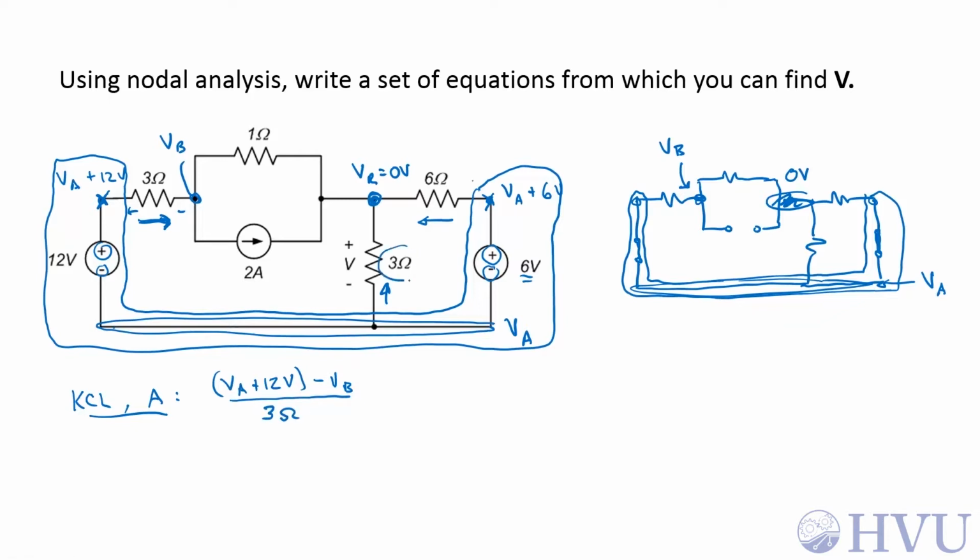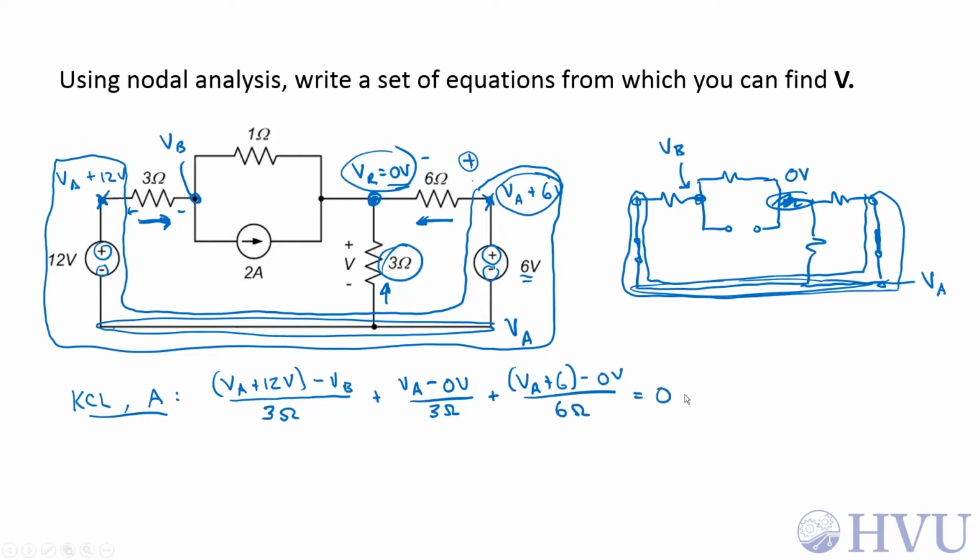The current through this 3 ohm resistor is going to be VA minus 0 volts over 3 ohms, plus the current through this 6 ohm resistor is going to be this voltage minus this voltage. If the current's going out of node A, this has to be my positive voltage terminal. So VA plus 6 minus 0 volts over 6 ohms is equal to 0.